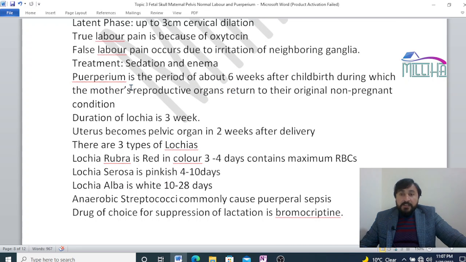Okay, puerperium is the period of about 6 weeks after the childbirth, during which the mother's reproductive organs return to their original non-pregnant condition. Within 6 weeks, 1.5 months, the reproductive organs of the mother come back to their original non-pregnant condition. Okay, that you will remember. Within 1.5 month, it's too soon, I think, but it's true. So that period is called puerperium.